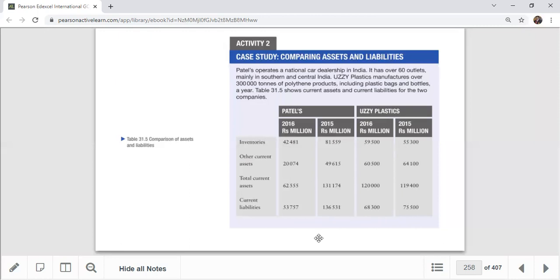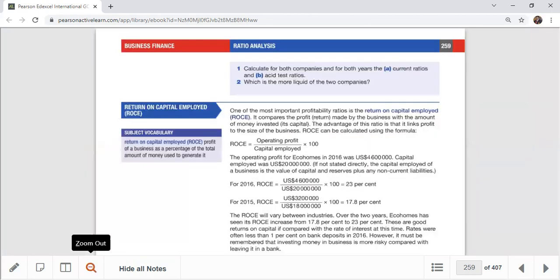So what are the questions they're asking from this? What do they expect? This is a very good question for understanding the liquidity level. They're asking two questions. Calculate, for both companies and for both years, the current ratios and the acid test ratios. Then, which is the more liquid company of the two? Let's see the mark scheme for this, and you can find out which is the most liquid business of these two companies.